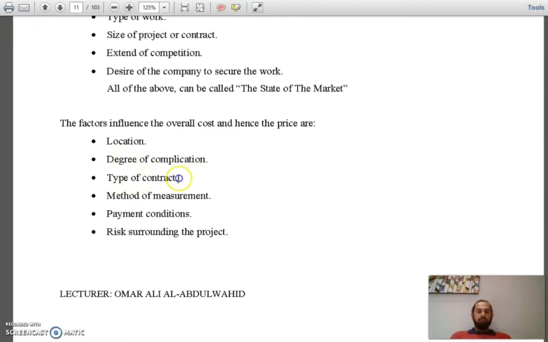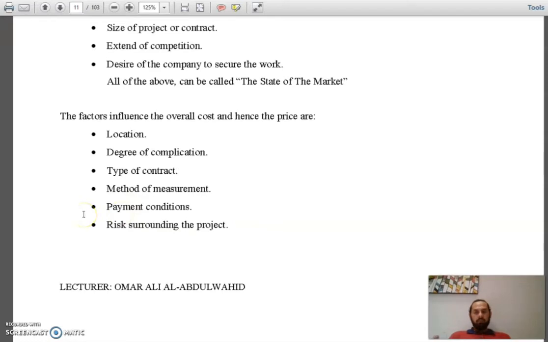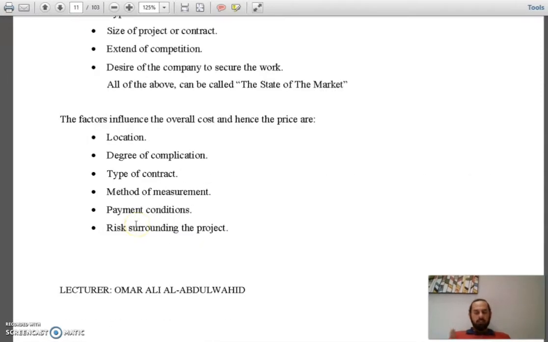Type of contract also matters. Some contracts have some kind of risks or ambiguity, so people put more price for these projects. Method of measurement also affects the cost of the project. Payment conditions: for example, if someone tells you I will pay you after 4 or 6 months, and the other one tells you I will pay after 1 month from your bill submission, the second one will be cheaper than the first. When the employer or the client tells you I will pay after four months, you have to cover yourself. You have to get higher prices in order to cover yourself for the next bill, so you will ask for an increase in the cost.